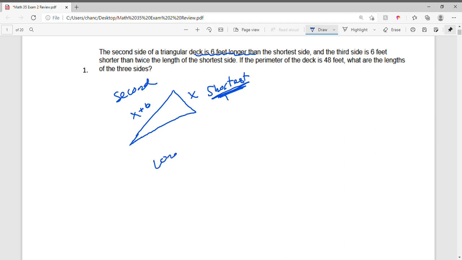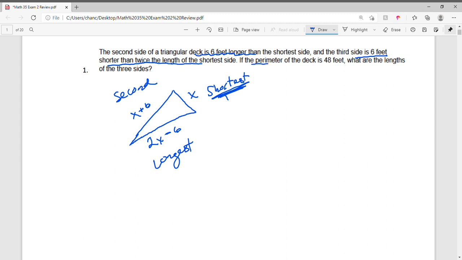And the longest side, according to the directions, is 6 feet shorter than twice the length of the shortest side. 6 feet shorter means we have to subtract, and we have to subtract from twice the length of the shortest side. So twice the shortest side would be 2x. Now we have the shortest side is x. The second side is x plus 6, and the longest side is 2x minus 6.